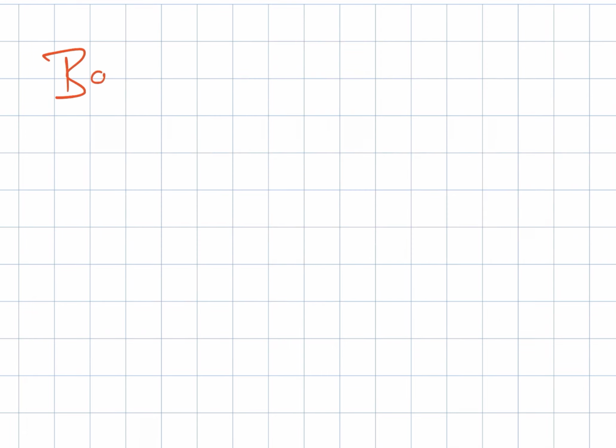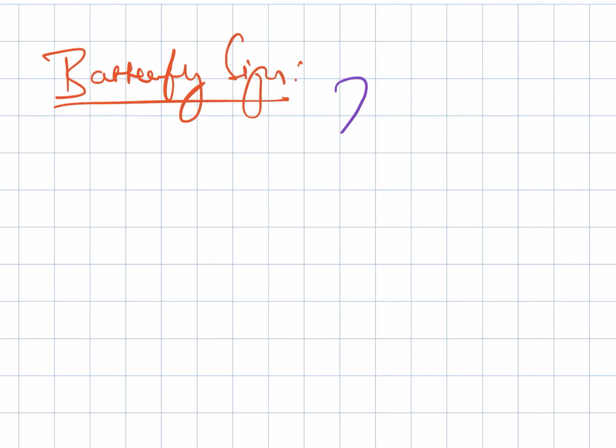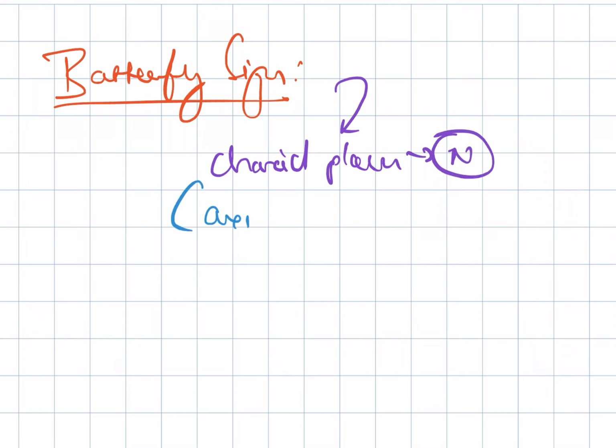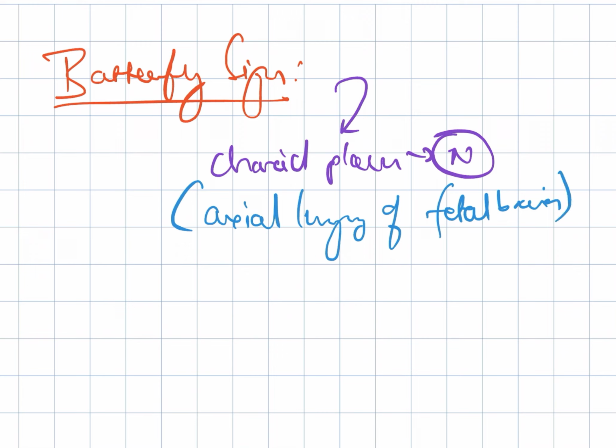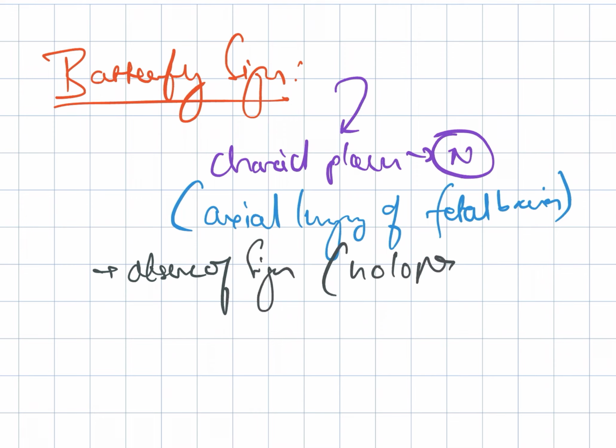Next, looking at the butterfly sign. Butterfly sign, there is normal appearance of choroid plexus on axial imaging of fetal brain. Next, there is absence of sign, it suggests holoprosencephaly.